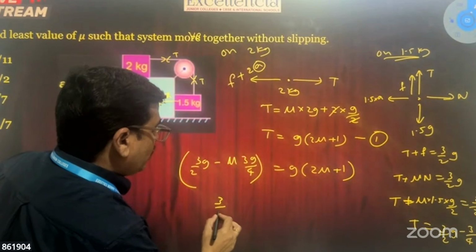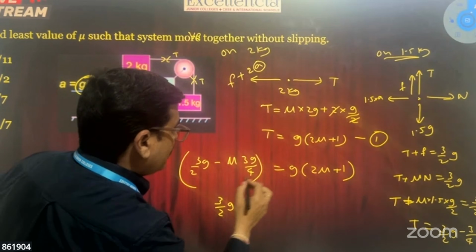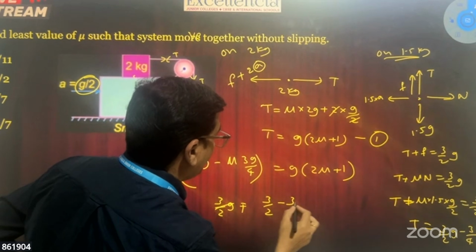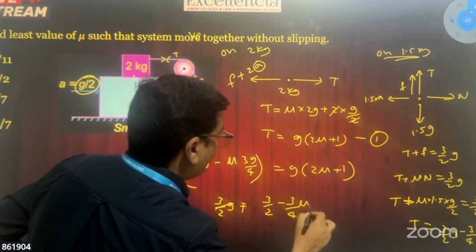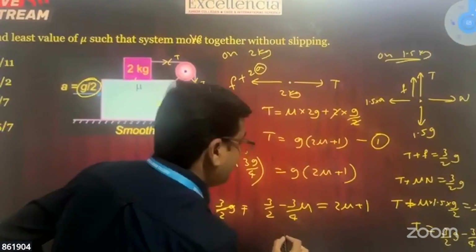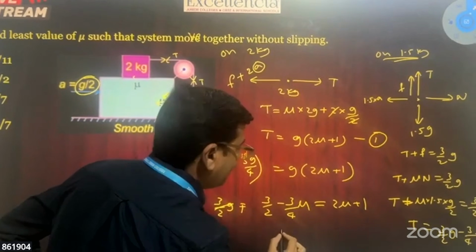So 3 by 2 g is equal to... first I'll cancel g on either side. So 3 by 2 minus 3 mu by 4 must be equal to 2 mu plus... So I'll be getting here 3 by 2 minus 1, which is 1 by 2.